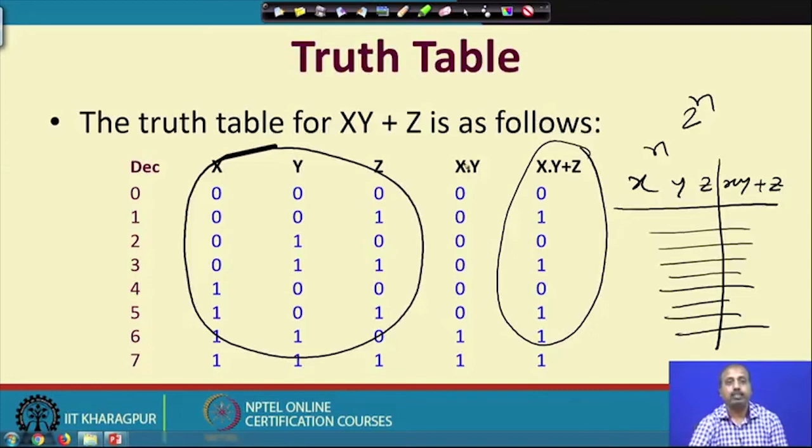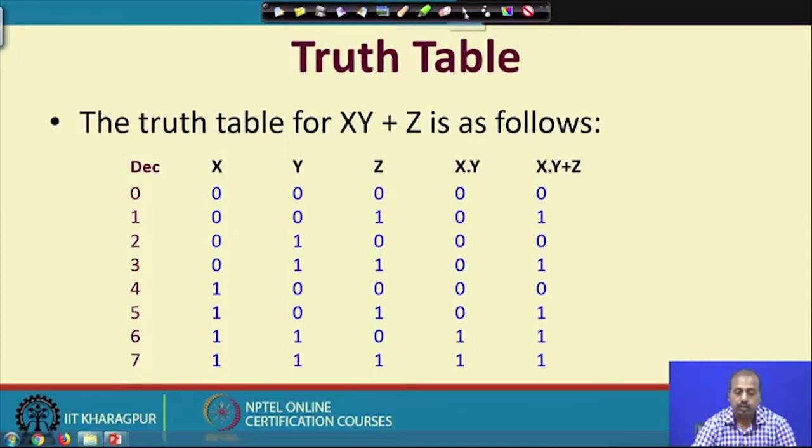Truth table, as the name suggests, tells when the function assumes a true value and when the function assumes a false value, when the input variables are assigned different combinations of values.